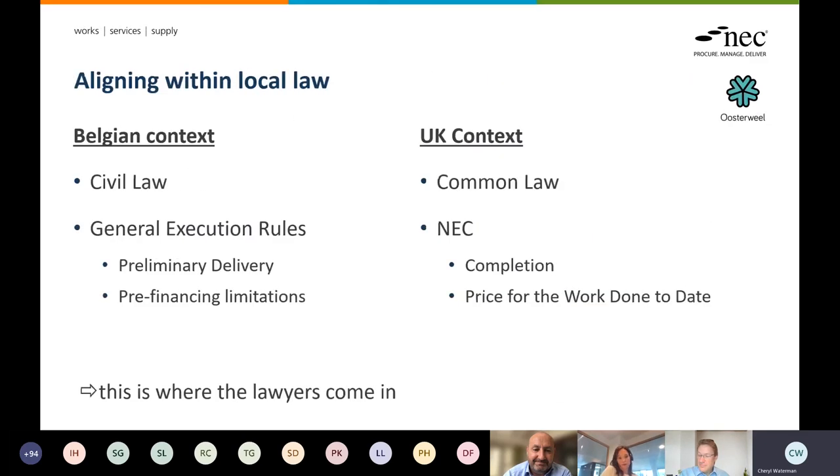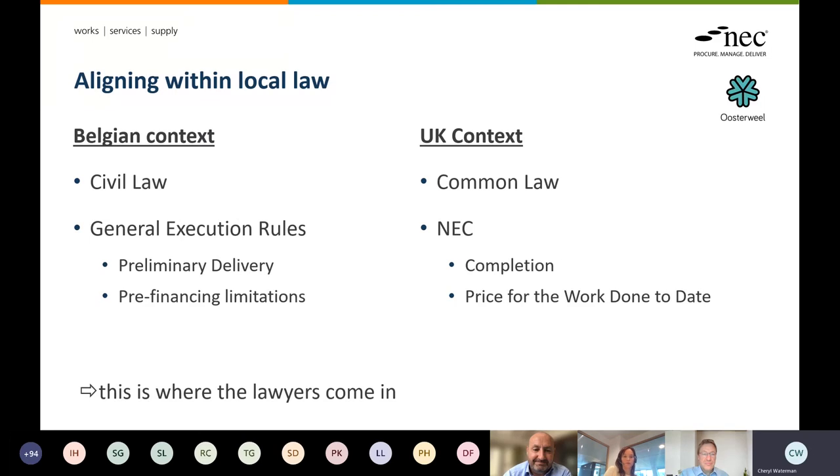So when did we bring in the lawyers? That was for the moment that we needed to align with the local law. Belgian law is embedded in civil law and the UK is common law. That mostly had an impact on the dispute resolution clause. So we developed for ourselves a new W4, which is better embedded in the way that dispute resolution is organized in Belgium.